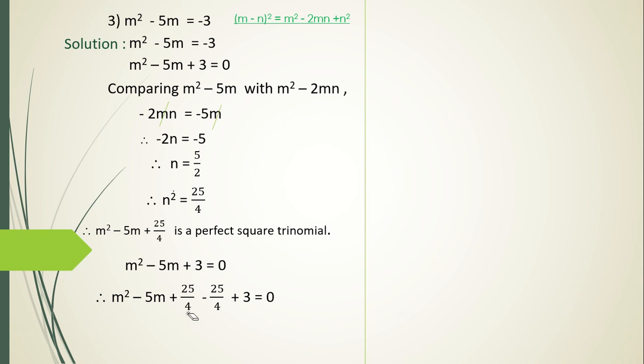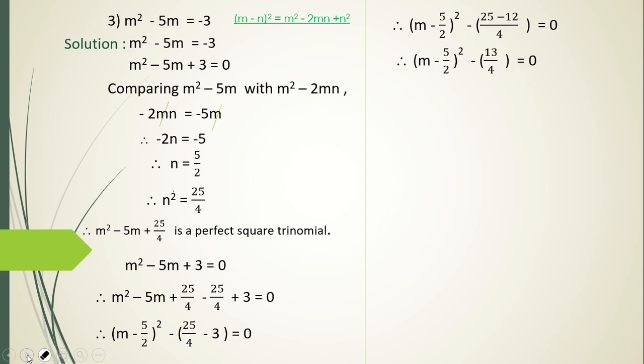Okay, now these first three terms would be m minus 5 upon 2 the whole bracket square, and this is 25 upon 4. Minus is taken outside the bracket, so this was minus, this becomes plus, and this is minus. Now 4 3s are 12, 25 minus 12 upon 4, cross multiply, and we get 13 upon 4.